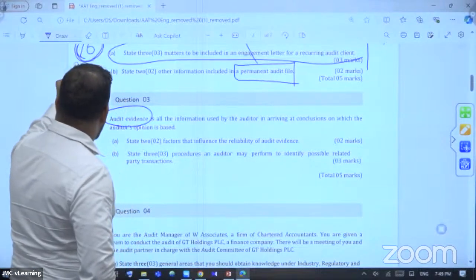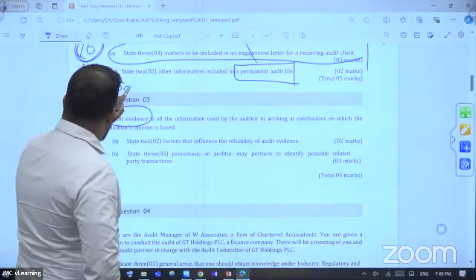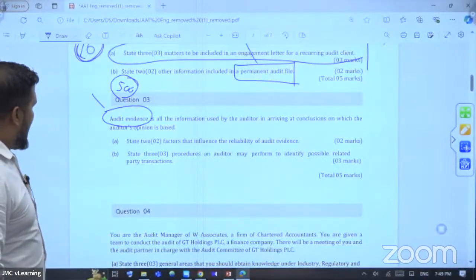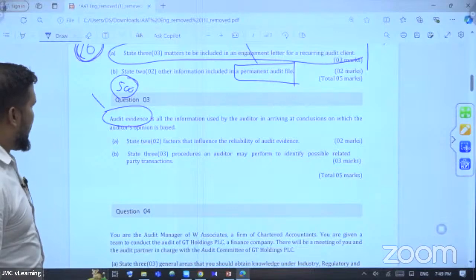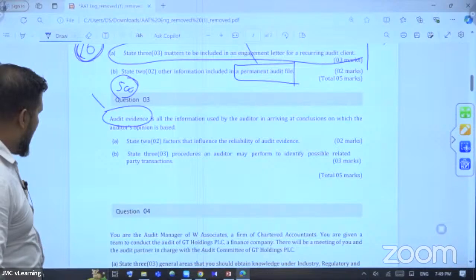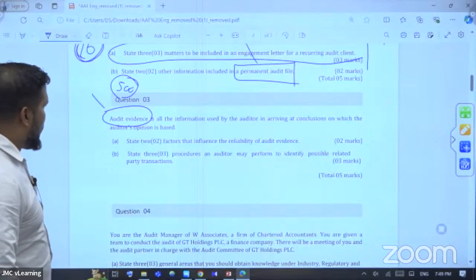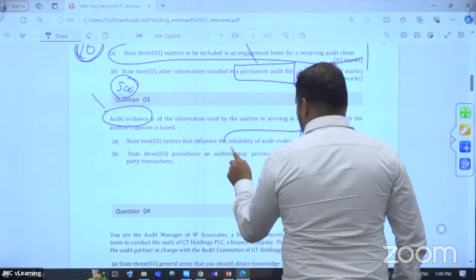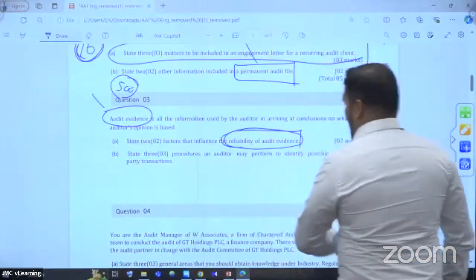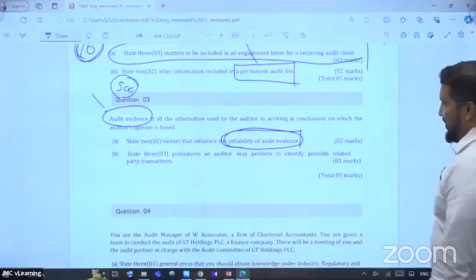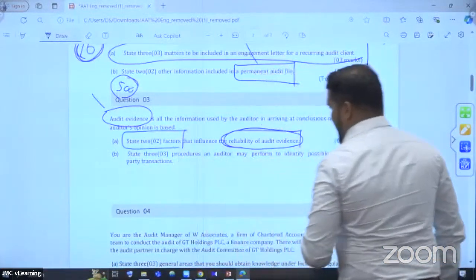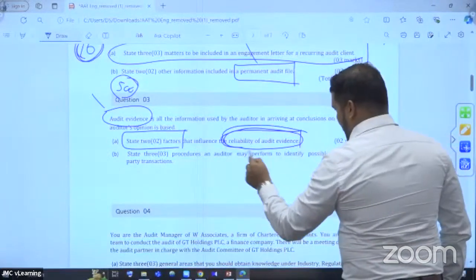Audit evidence, SLAS 500. Audit evidence is all the information used by the auditor in arriving at conclusions on which the auditor's opinion is based, right? State 2 factors that influence reliability of the audit evidence. So reliability is considered as one of the key elements of audit evidence, right? So then you need to state 2 factors which will have an influence on the reliability.